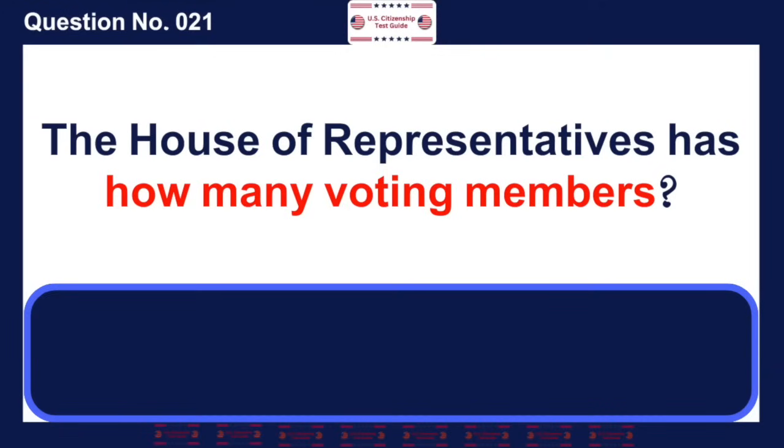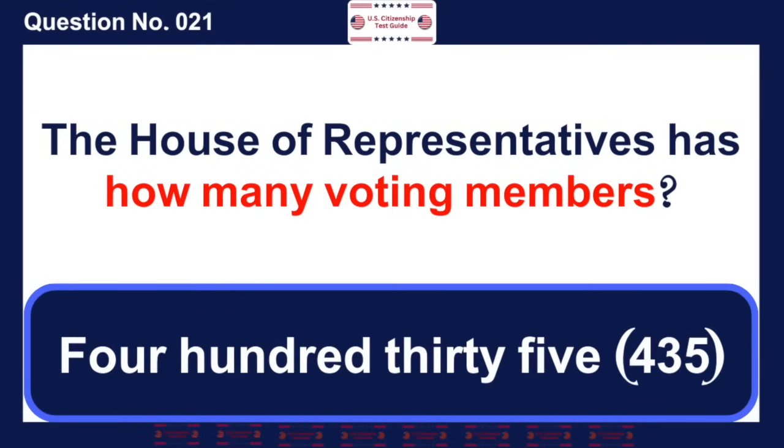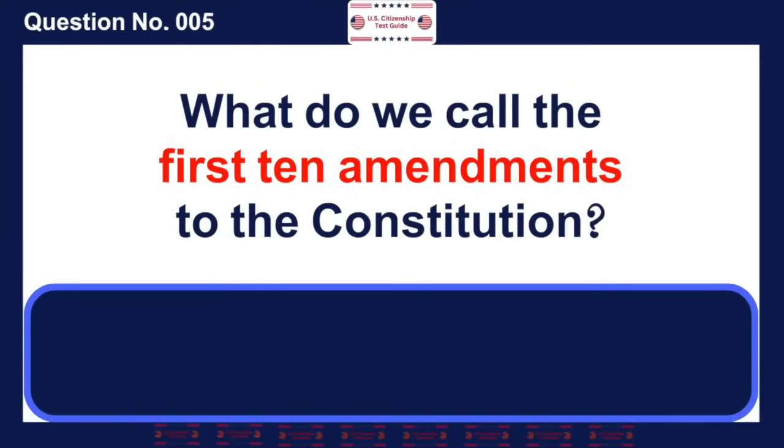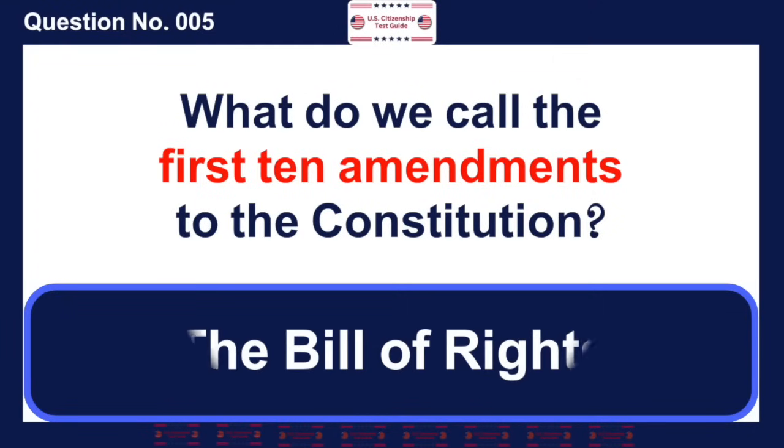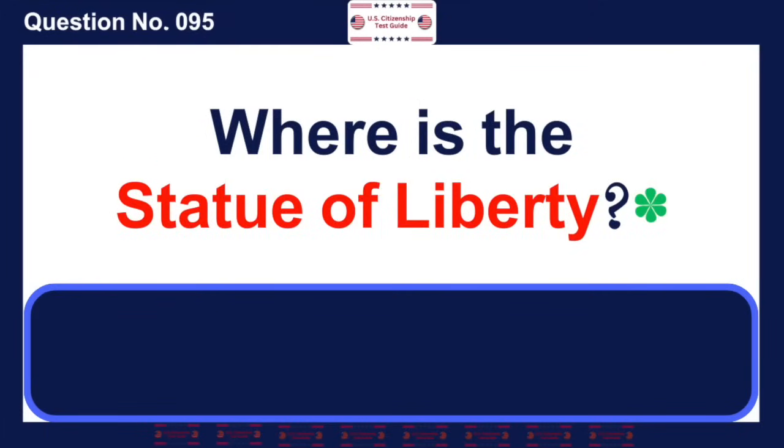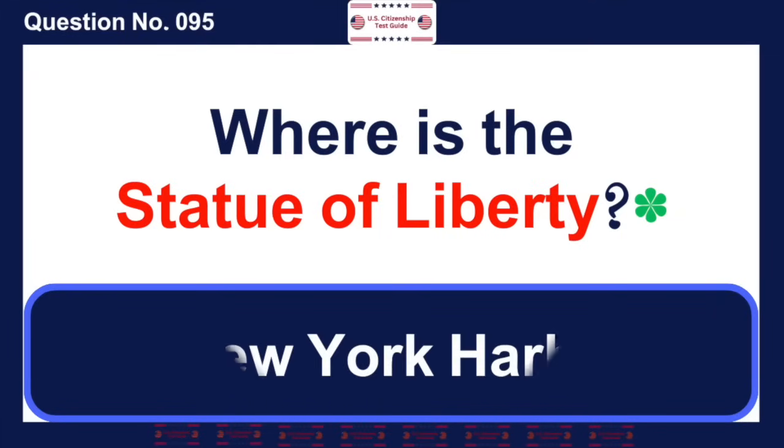The House of Representatives has how many voting members? 435. What do we call the first 10 amendments to the Constitution? The Bill of Rights. Where is the Statue of Liberty? New York Harbor.